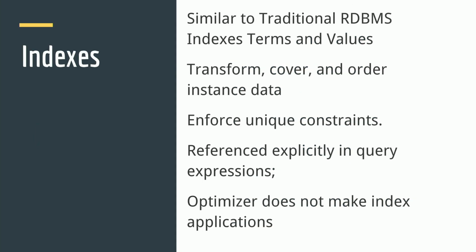And then it has indexes, similar to a traditional database. The unique thing is that you index on a particular term. I say I want an index of this term, and these are the values I want to return. So you specify in your index what values are going to be returned from reading that index. That index is also what's used to enforce the uniqueness constraints on the database. And the query optimizer doesn't choose for you which index is being used. You have to specifically reference which index is being used.